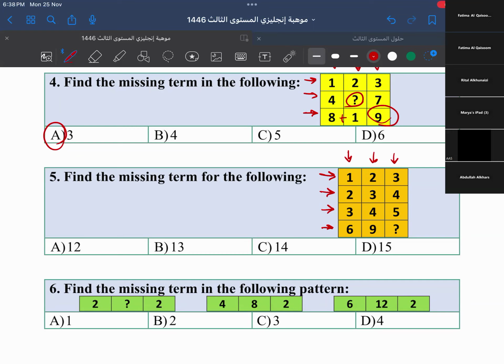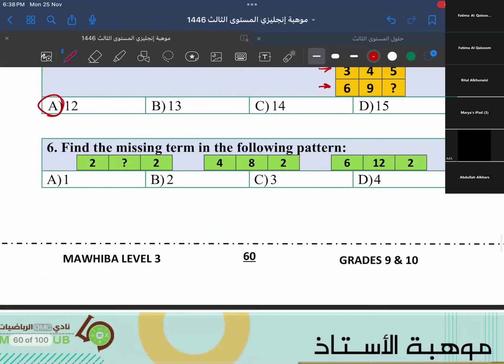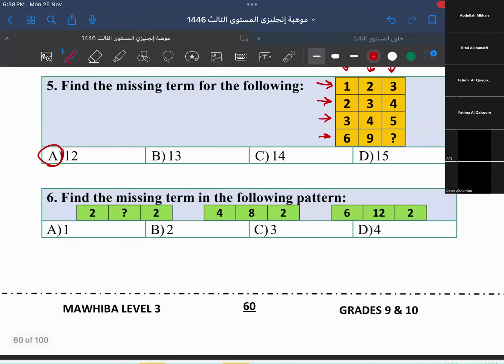So what is going to be the answer? 12. Excellent. When I add 3 plus 4 plus 5, it's going to equal 12. So that's a way to find the answer in this specific arrangement. You look at the rows, you look at the columns, and then you're going to find the answer. Excellent. Here, question 6.